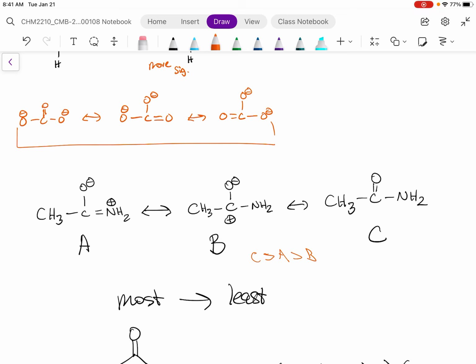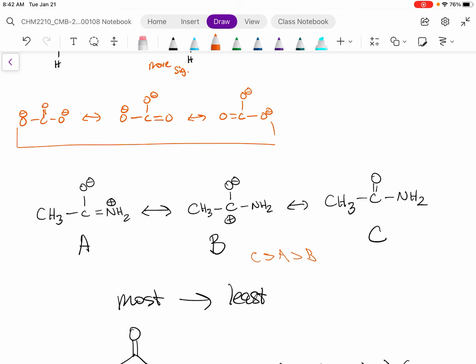Okay, why is C the most significant? Yeah. No formal charges? Well, okay. If I asked why is C the most significant, and what I heard was no formal charges, that's not rule 1. You have to start at rule 1 every single time.